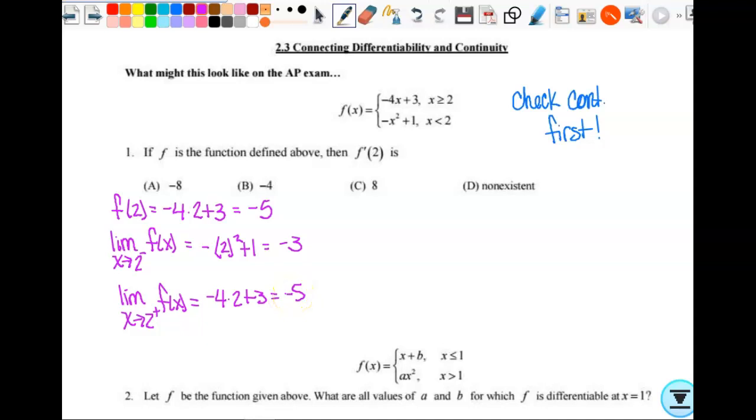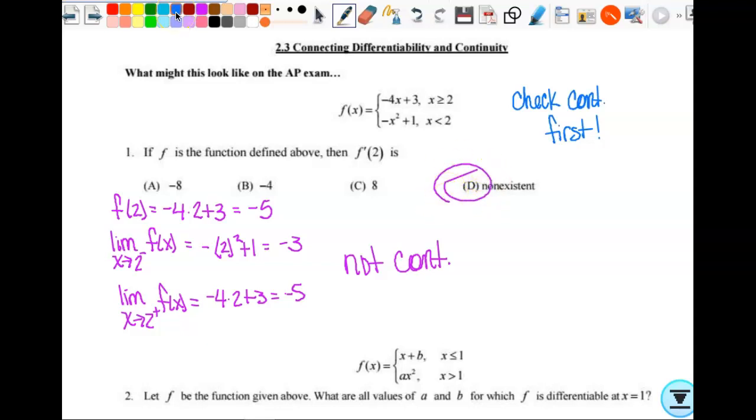So is this function continuous? No. So the function is not continuous. And this is a multiple choice question, so I wouldn't have to write out the rest. I could write out my explanation, but we can at least write this: not continuous. If it's not continuous, can it be differentiable? No. So what's my answer? D.